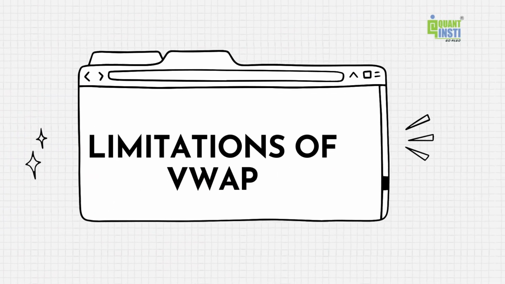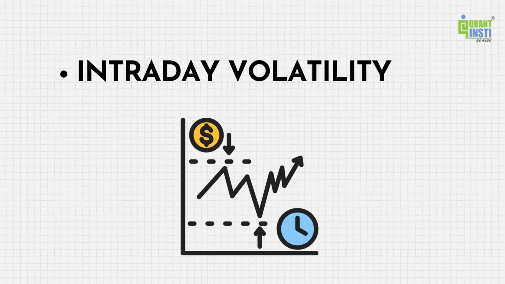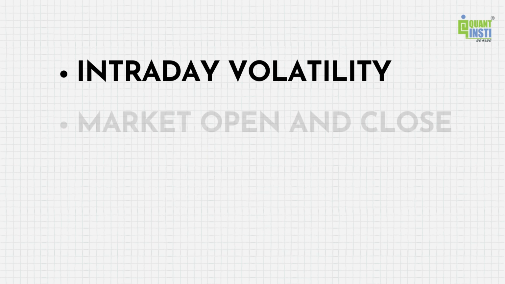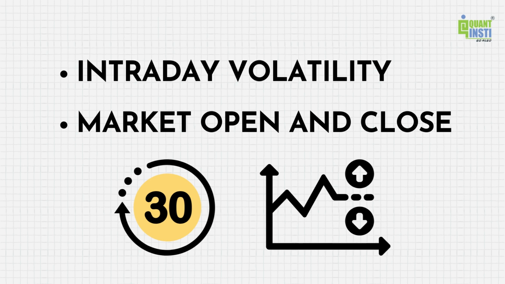Limitations of VWAP. Intraday volatility. VWAP might be less effective during times of extreme volatility when the market deviates significantly from the average. Market open and close. The first and last 30 minutes of the trading day can distort VWAP due to higher volume. Many traders wait for the initial volatility to settle before using VWAP signals.